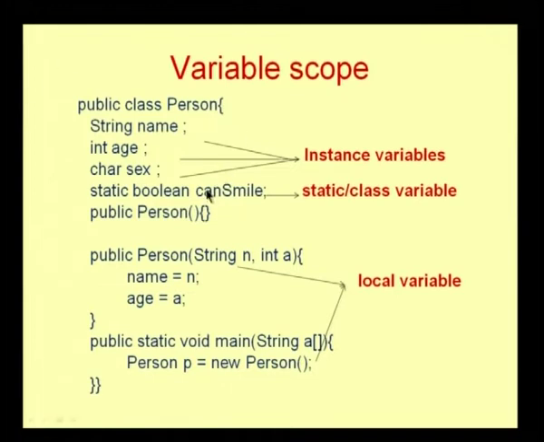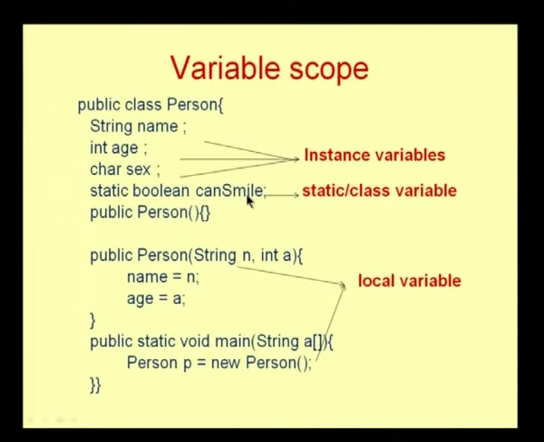If I want to access this variable, I have to access it using the class name. For example, to access name, I give p1.name. To access age, p1.age. Whereas to access canSmile, I have to use Person.canSmile. So I have to use the class name and then the variable name, because it is not a variable for an instance, it is a variable for the class.